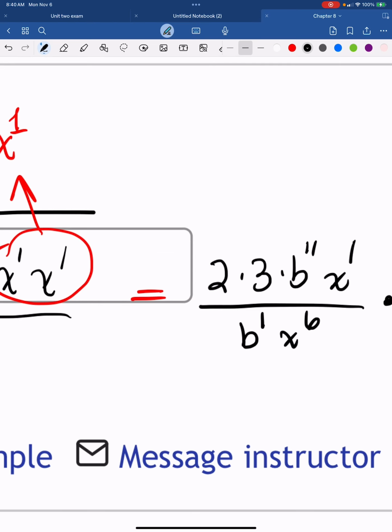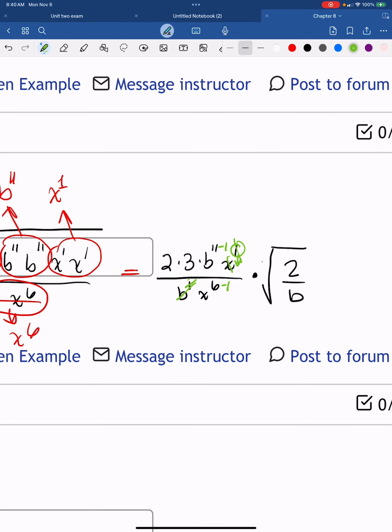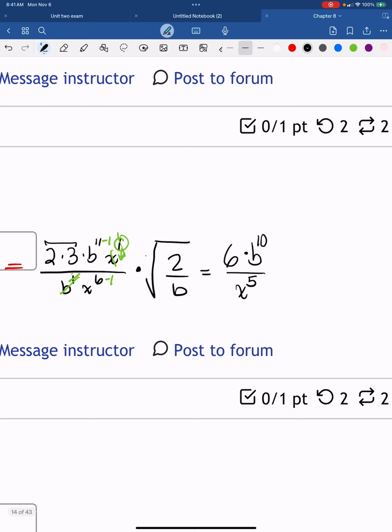Now here, I can notice I have some same bases. So I'm going to move this one up and subtract 1. So this is now canceled out. And I'm going to move this one down. So I'll subtract 1, and then this guy's canceled out. So this simplifies to 2 times 3 is 6. We have b to the 10th all over x to the 5th times 2 over b.